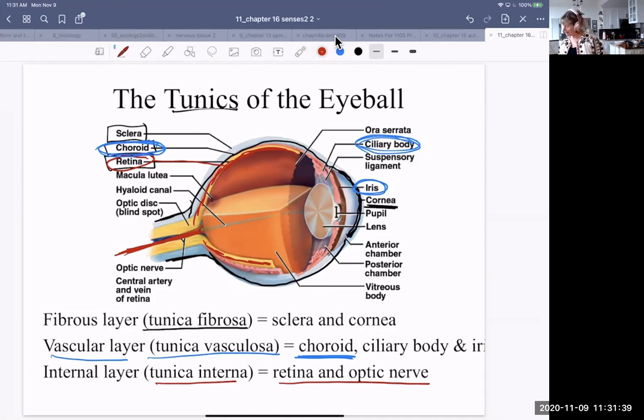So the ciliary body is a muscular ring and it's around the lens. The iris maintains control over the pupil. It controls pupil size or diameter, and has chromatophores that give it color.